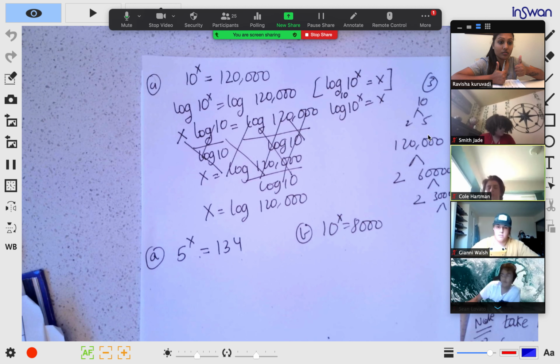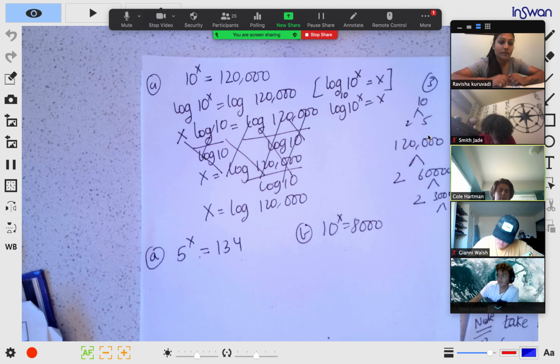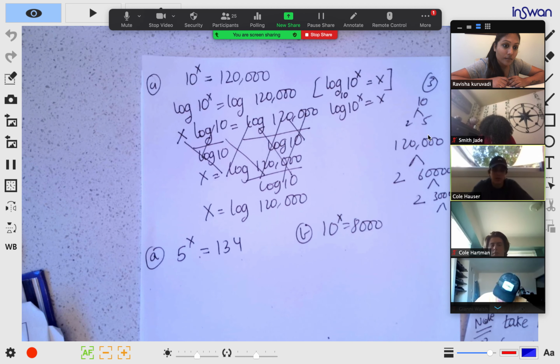Did you get it? Yes, that makes sense. If it's a multiple of 10, like 20 or something like that, would we still use log? No, not 20. 10, 100, 1,000, 10,000, like this. Okay, thank you.